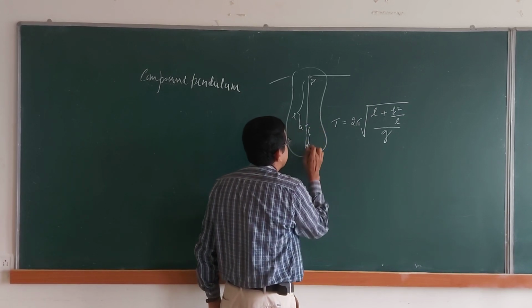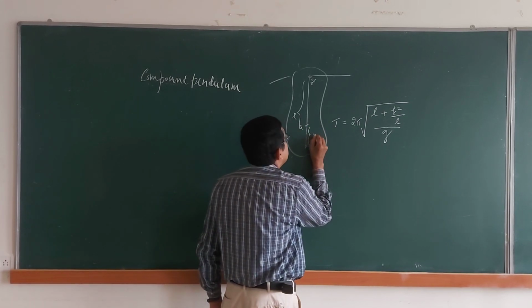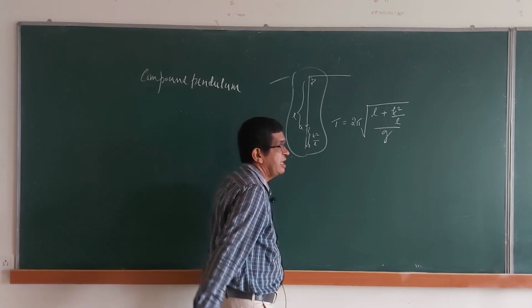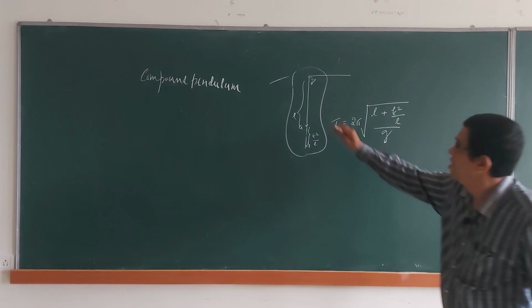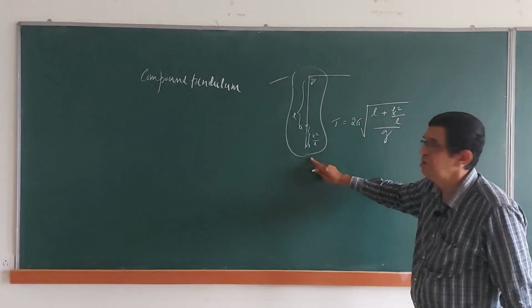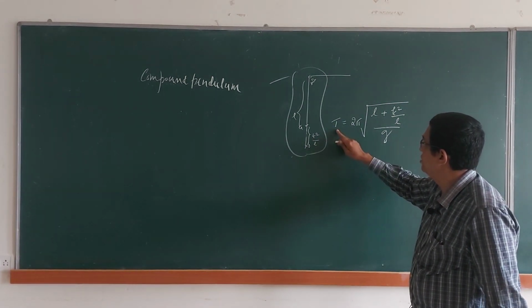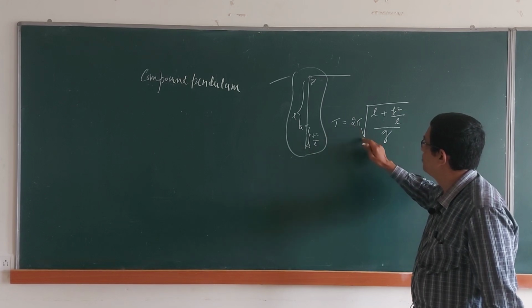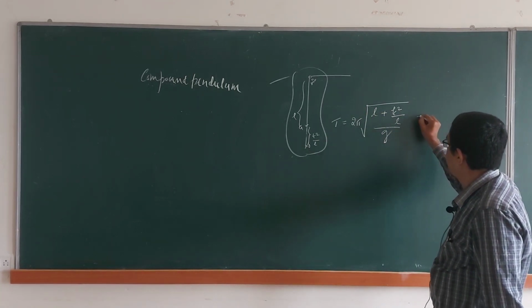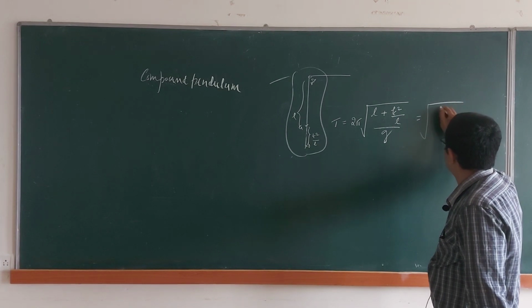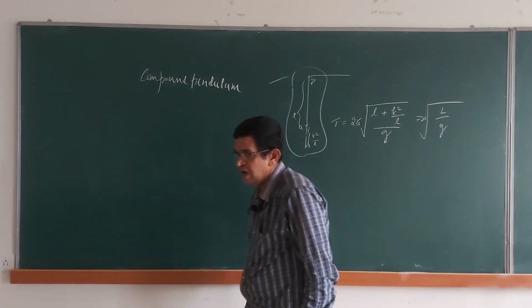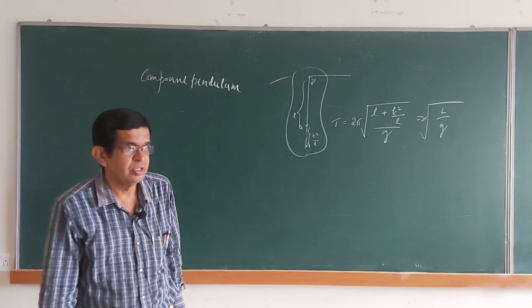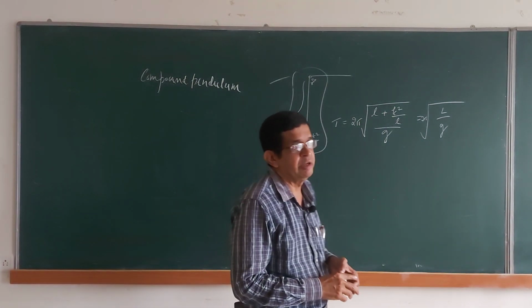What is the distance between the center of gravity and the center of oscillation? That is equal to k square by L. L plus k square by L is nothing but the total length of the compound pendulum. And so the expression becomes T equal to 2 pi into square root of (L plus k square by L) by g, or simply 2 pi into square root of L by g. This equation we have derived, and we also discussed the principle of interchangeability.